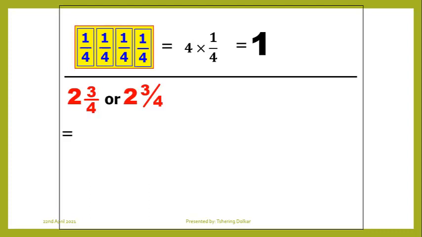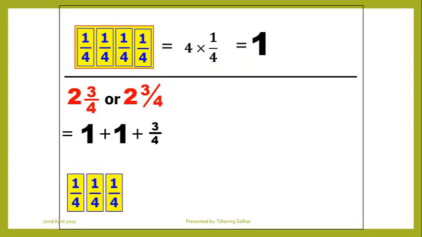Okay, improper fraction. So we can see that there are 2 wholes, 2 and 3 over 4, which means 1 whole plus another whole plus 3 over 4. So this is our mixed fraction. So let's represent this first whole. So 1, 2, 3, 4 quarters, which will give us one whole. And then let's represent the next one.